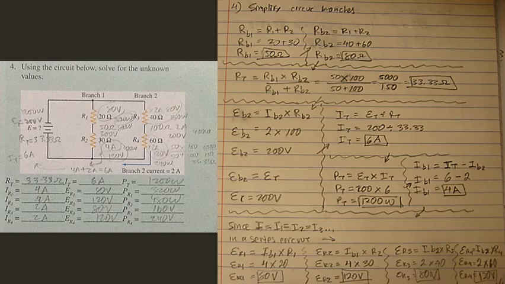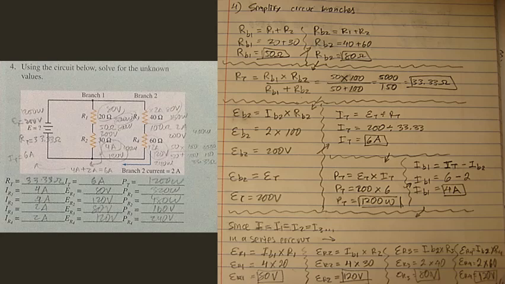We start by simplifying our circuit branches, branch 1 and branch 2. We're going to call it RB1 for the resistance value at branch 1, which equals resistance 1 plus resistance 2. Remember, that's at branch 1. So RB1 equals 20 plus 30 in that case. Those values are given to us. We're just adding series circuit resistance, 20 plus 30, which is 50 ohms.